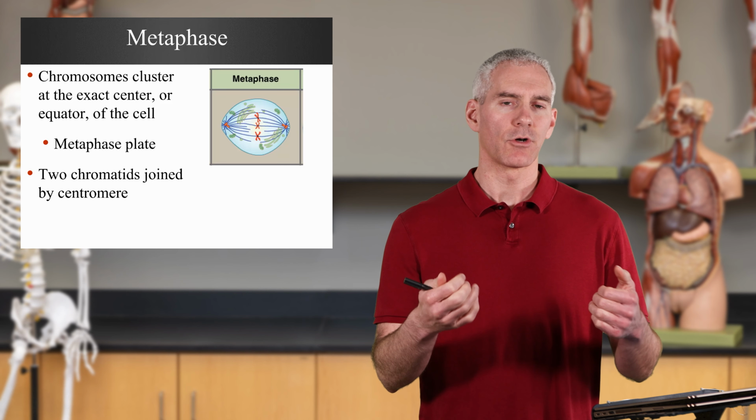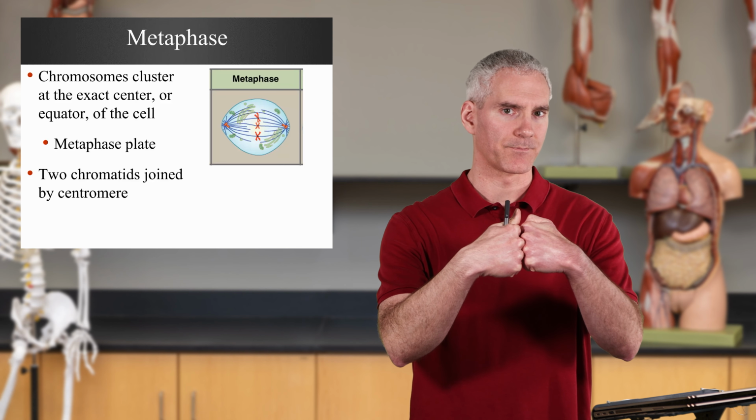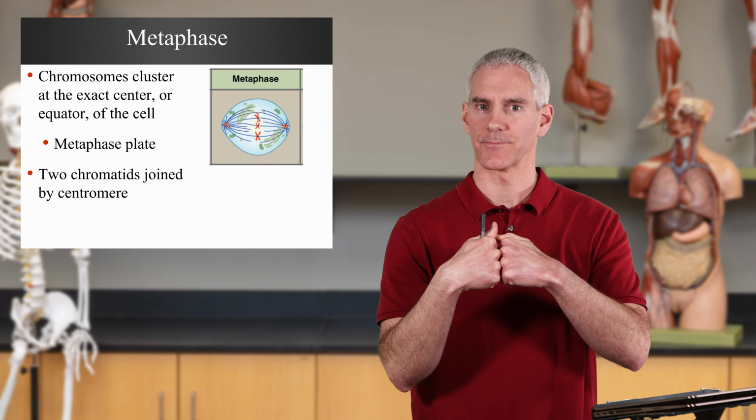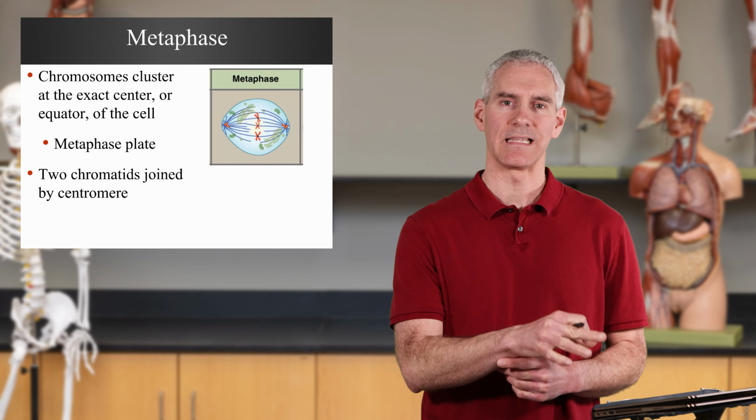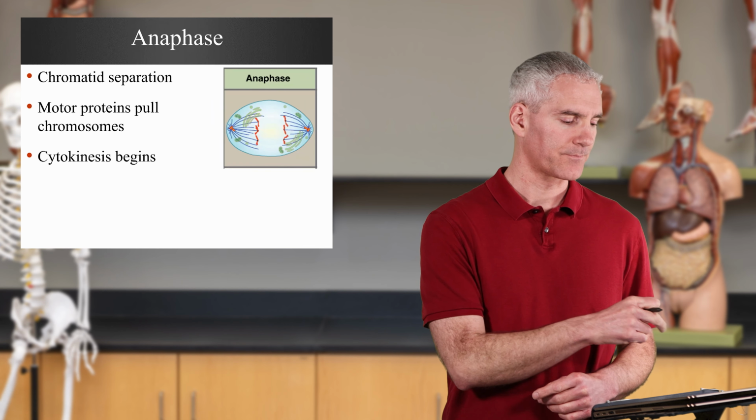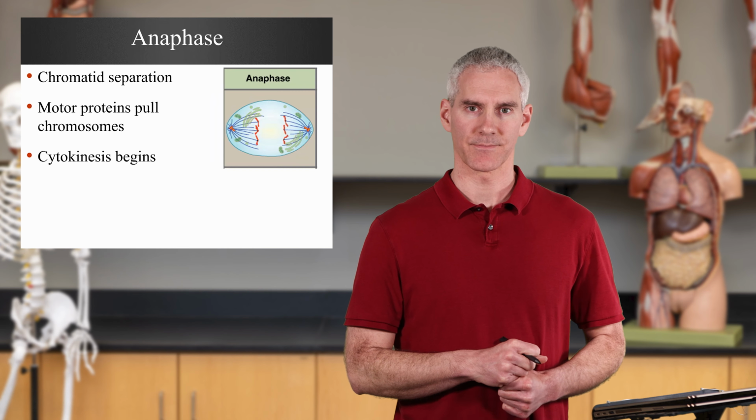Now, these are the two chromatids still joined together. So they're joined together by the centromere. They haven't separated out yet. So you have them still joined in the metaphase. Next after metaphase is going to be anaphase.